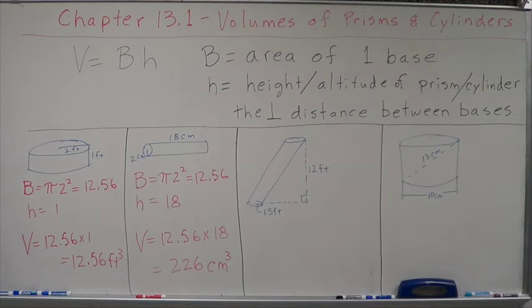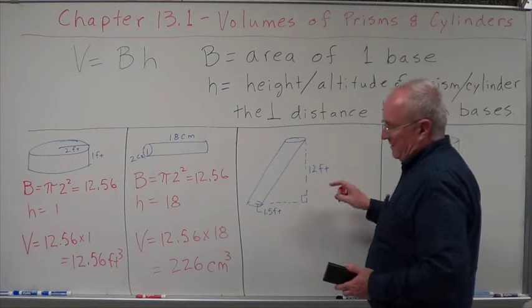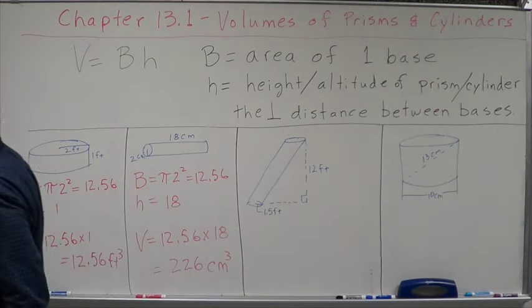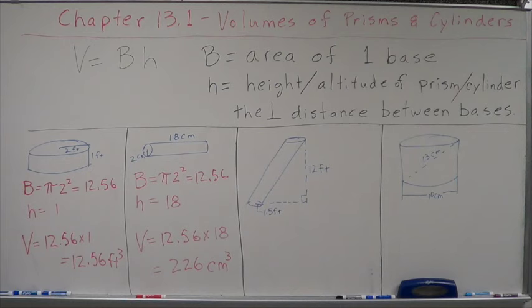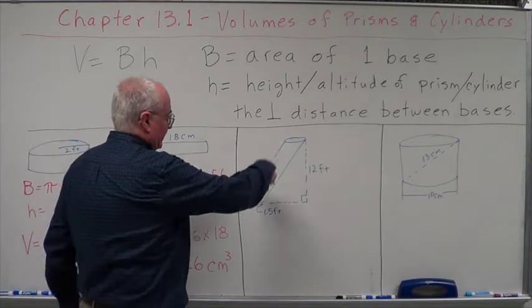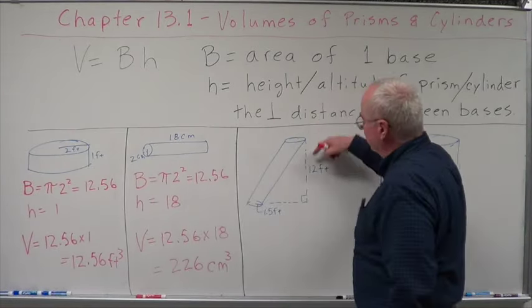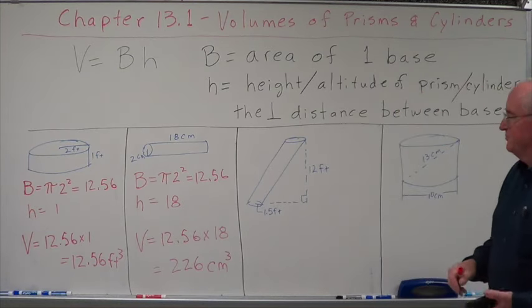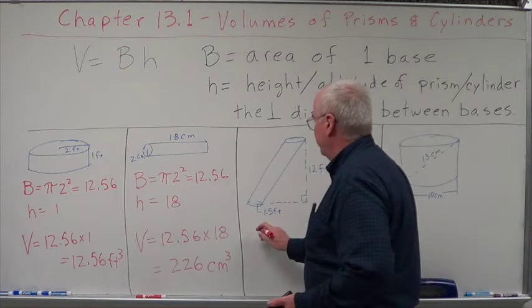Okay? Now let's look at our next one. On this one, we have an oblique cylinder. Now, oblique cylinder simply means that the bases are not at right angles to each other. We connect the centers of the bases, they're not perpendicular. Okay, so what we've got to do is find the perpendicular distance between the two. Okay, so what do we got here?